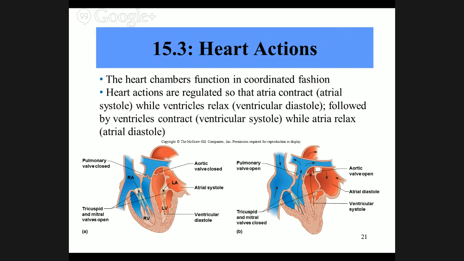The heart chambers function in a coordinating fashion. Heart actions are regulated so that the atria contract, which is called atrial systole, while the ventricles relax, which is called ventricular diastole. And that's followed by the ventricles contracting, or ventricular systole, while the atria relax, atrial diastole. So while the ventricles relax, the atria have to contract to pump blood into them. And then when the ventricles contract to pump blood out, the atria relax.